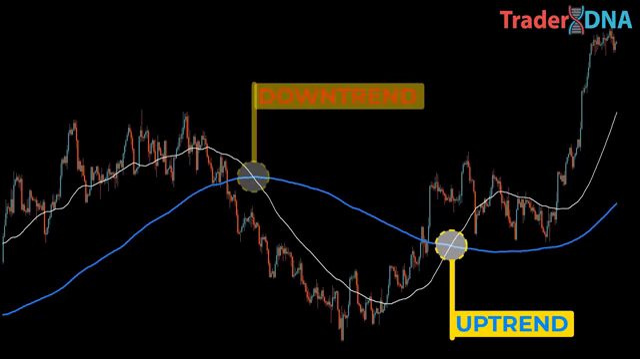While these crossovers can be powerful signals, we don't recommend entering trades based solely on these reversals. Instead, you should combine them with other factors or indicators to make more informed and accurate trade decisions. So, these are the 2 main techniques you can use to identify trend reversals with moving averages.